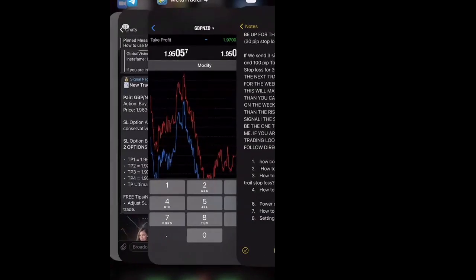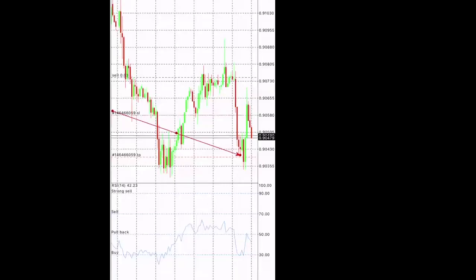So I'm going to go over my chart with you guys real quick. Let me delete this. If you look at my screen, at the bottom it says strong sell, sell, pullback, and buy. This is an RSI, a relative strength index. It's going to give you an assumption of what it believes the market's going to do.